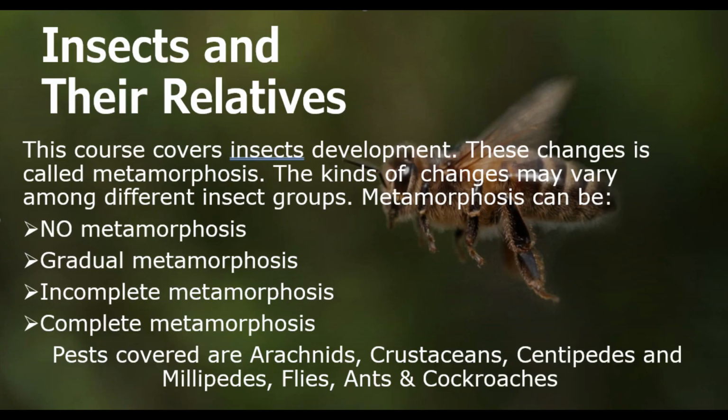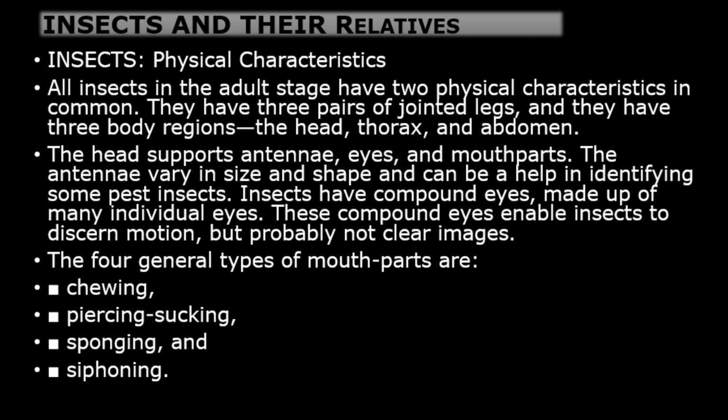Insects and their relatives. This course covers insect development. These changes are called metamorphosis. The kind of changes may vary among different insect groups. Metamorphosis can be no metamorphosis, gradual metamorphosis, incomplete metamorphosis, or complete metamorphosis. Pests covered are arachnids, crustaceans, centipedes and millipedes, flies, ants, and cockroaches.